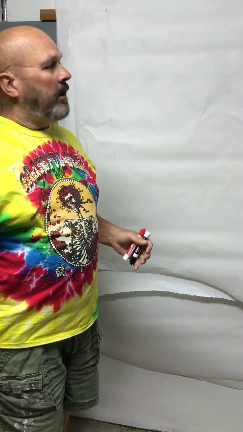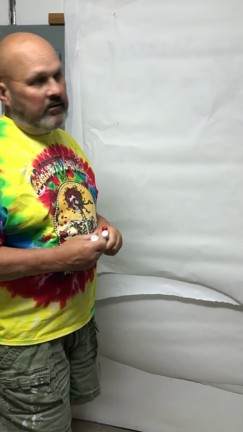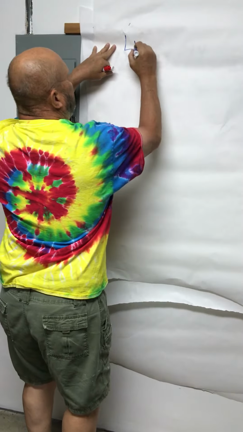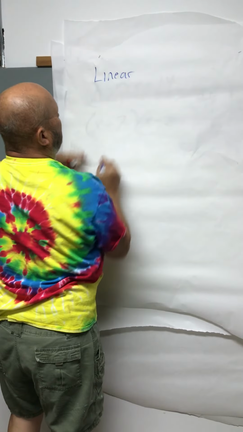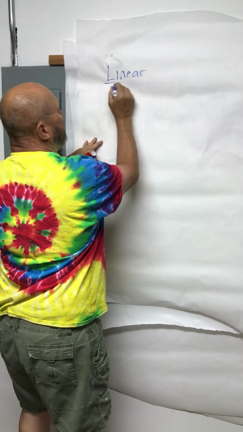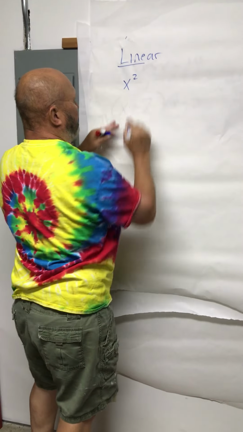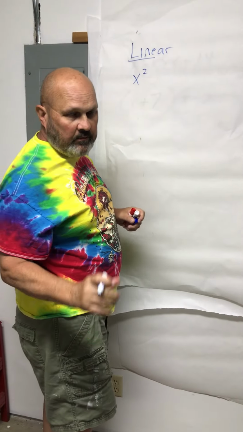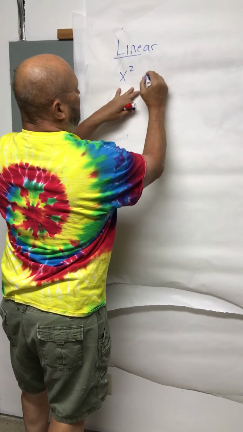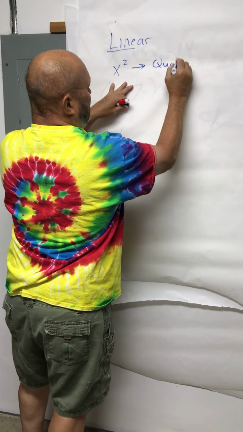Okay, everything we graphed earlier in the year was a linear equation, and when you graphed them, they made a line. So when you have an x squared term in your equation, these are called quadratic equations.